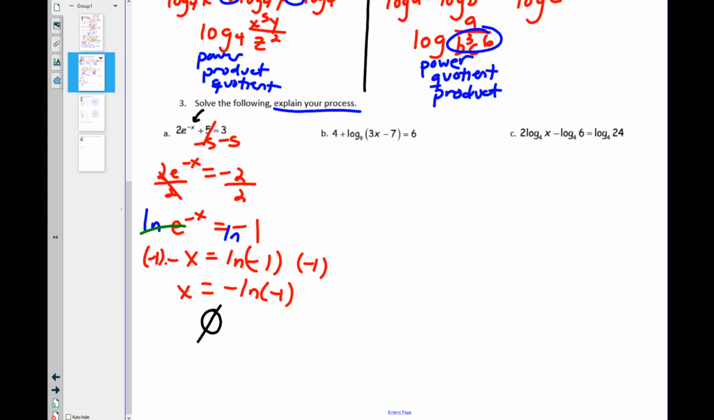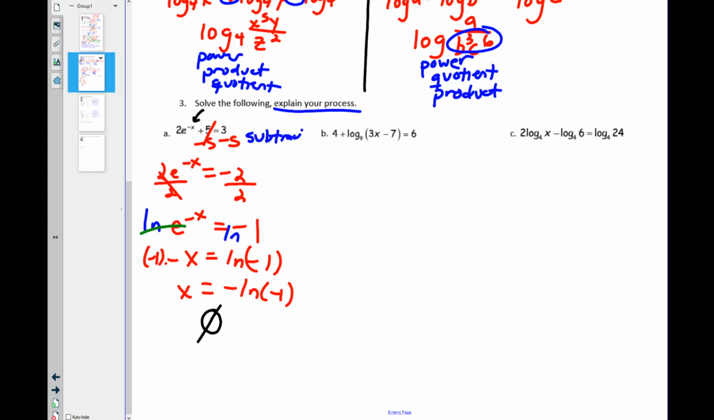Okay, now for these last two, we need to check for extraneous. What do we want to do with logarithmic equations? Oh, I'm sorry. Thank you. Well, I kind of already did, but here, how would I explain the steps?